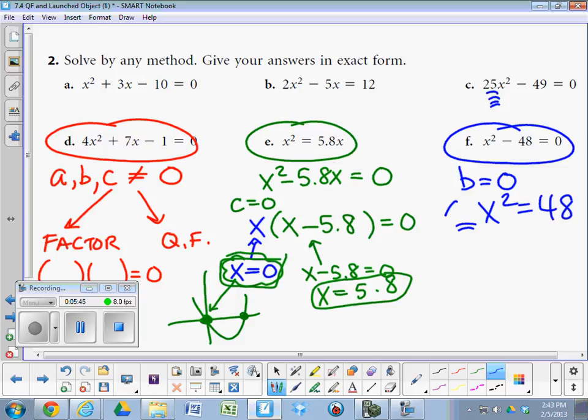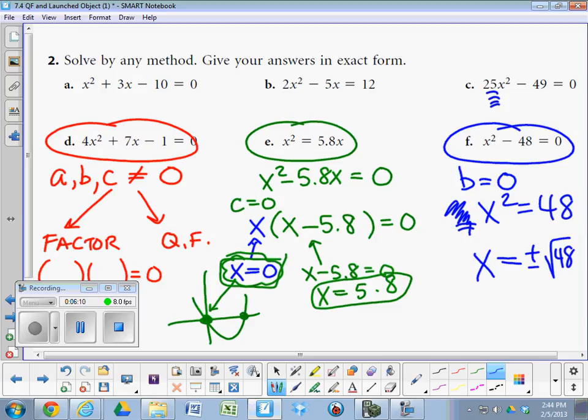And then, if there's no coefficient to divide, you don't have to worry about it. What do you do to get x by itself when it was squared? Square root both sides. So x will equal plus or minus whatever the square root of 48 is. Probably about 6.9.